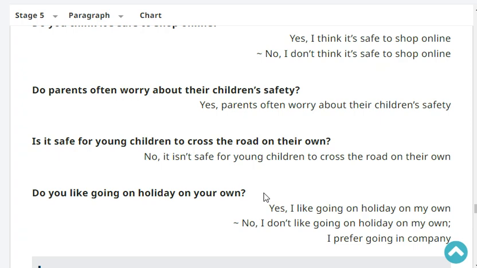Is it safe for young children to cross the road on their own? No, it isn't safe for young children to cross the road on their own. Do you like going on holiday on your own?